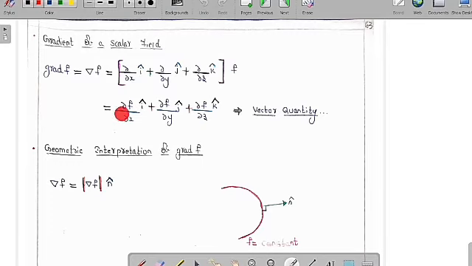So you are going to get dou f by dou x into i cap plus dou f by dou y into j cap plus dou f by dou z into k cap. Therefore this is basically a vector quantity. So the gradient of f is nothing but a vector quantity.